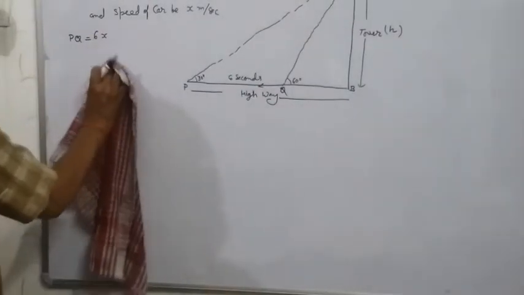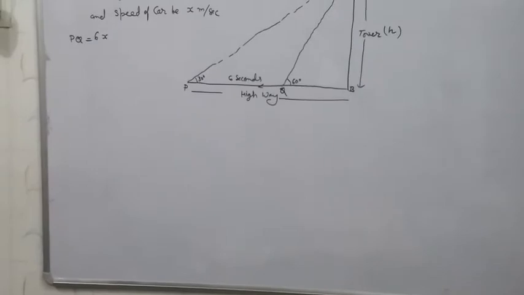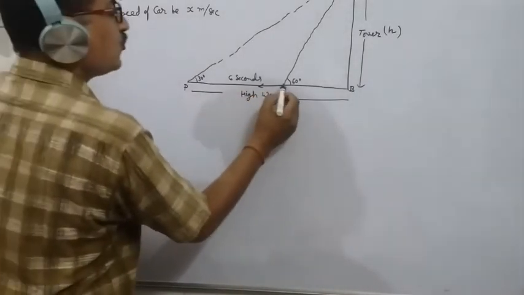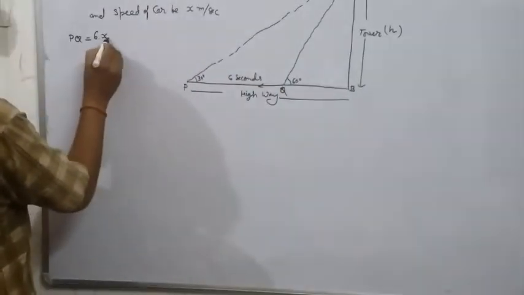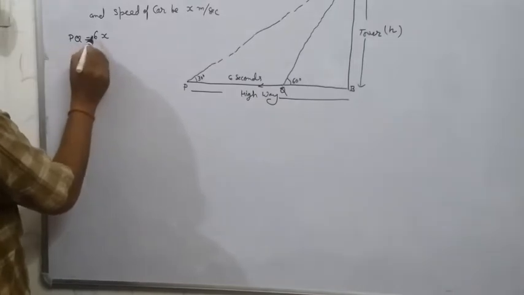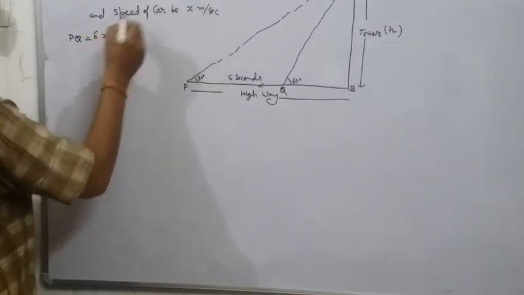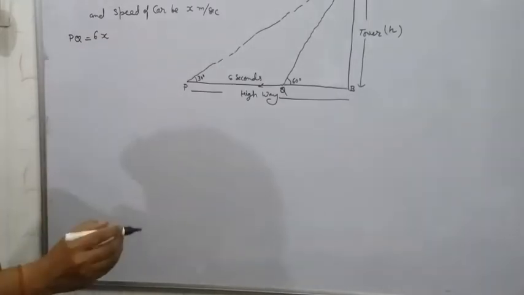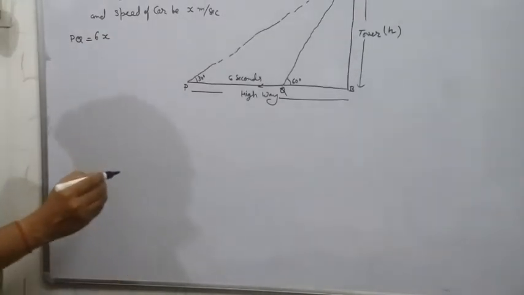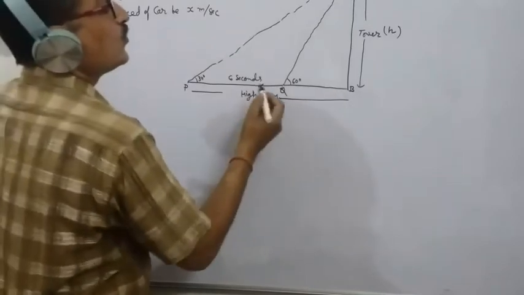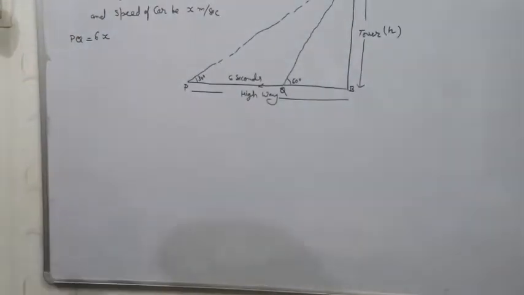That PQ is what? That is the distance covered by the car from point P to point Q, and that is 6x, because distance equals speed into time. Speed we have taken as x meters per second and time is 6 seconds. So PQ equals 6x, and we have to find BQ. How much BQ will be there, and then after that we will convert it into time. BQ equal to 6x.